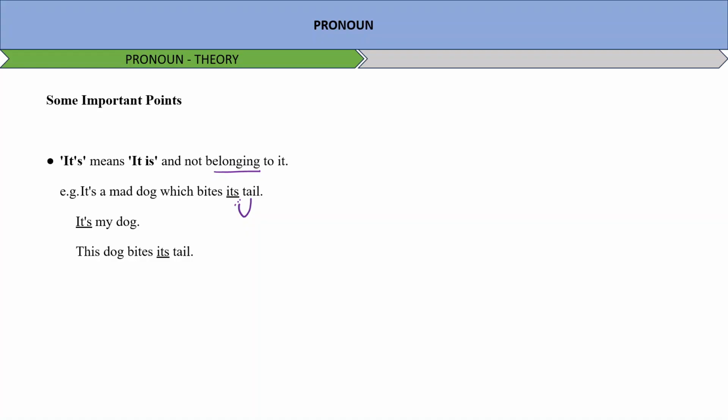Know the difference, okay? It's my dog. It is my dog. This dog bites its tail. This dog bites its tail, using its to show possession of the dog with its tail. Okay.